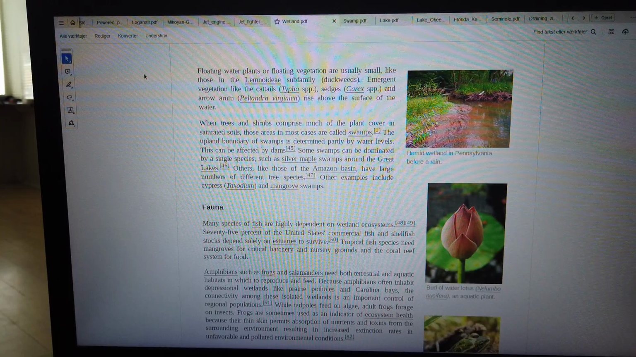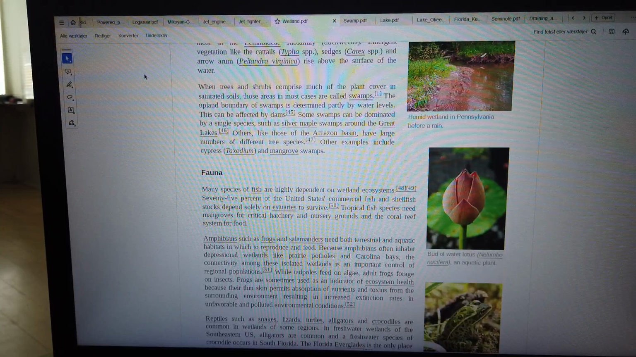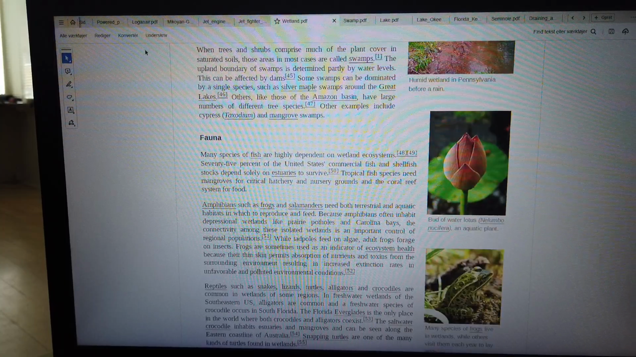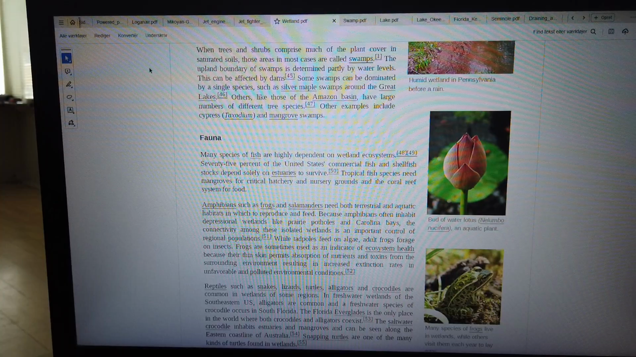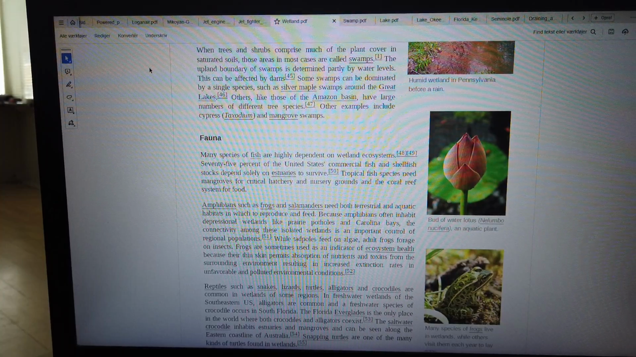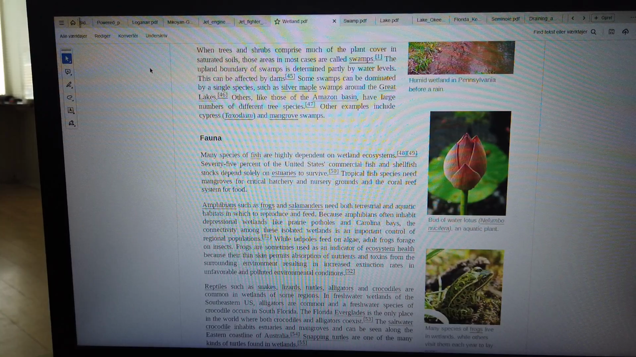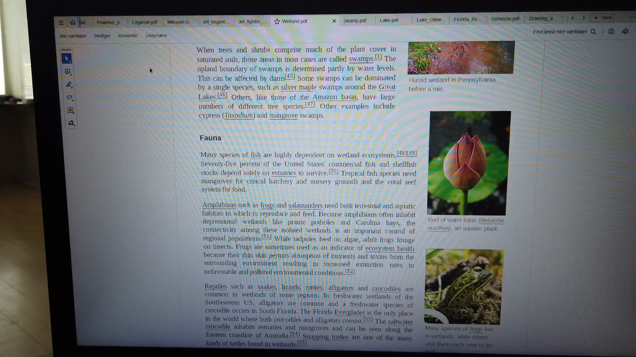When trees and shrubs comprise much of the plant cover in saturated soils, those areas in most cases are called swamps. The upland boundary of swamps is determined partly by water levels. This can be affected by dams. Some swamps can be dominated by a single species, such as silver maple swamps around the Great Lakes.